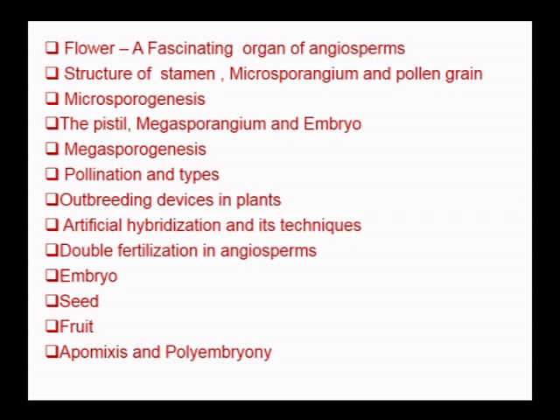Then we talk about the different parts of the pistil, then megasporangium, structure of ovule, and also the embryo. We talk about megasporogenesis, and you need to know about the differences between microsporogenesis and megasporogenesis. Once the pollen grain and the egg are formed, then we talk about the pollination and the type of pollination, autogamy, allogamy, xenogamy, geitonogamy, etc.